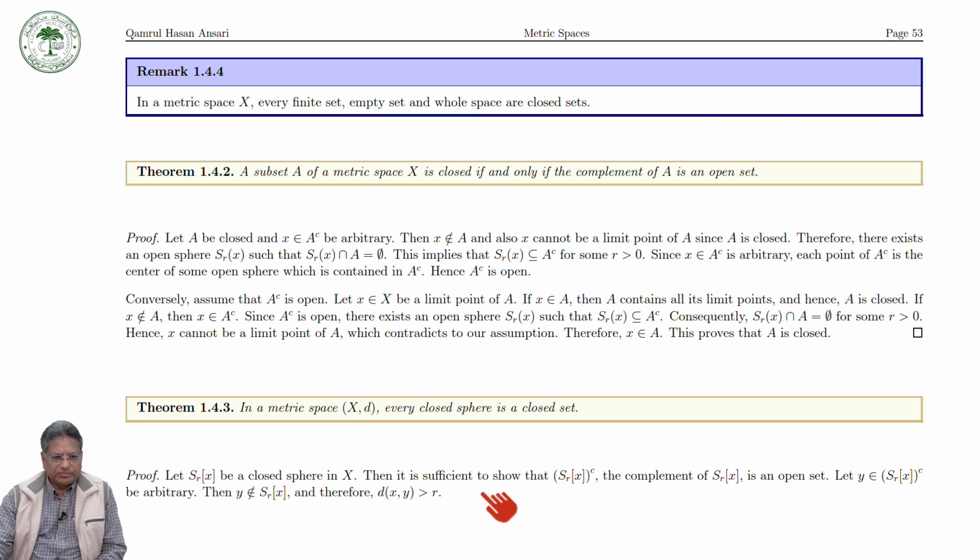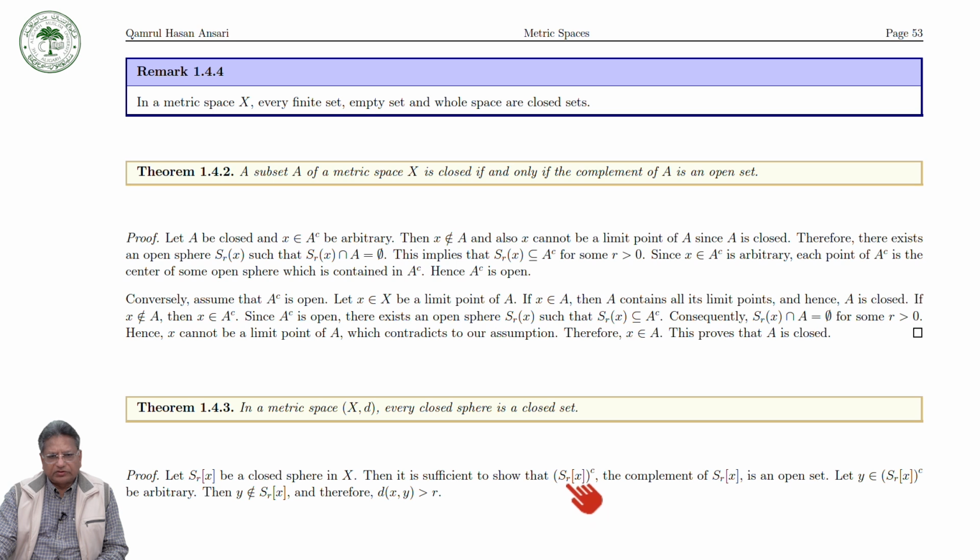So our first theorem is that in a metric space X, every closed sphere is a closed set. Let us take S_r[x] to be a closed sphere in X. As you know, we denote the closed sphere by this notation, and we will have to prove that this closed sphere is a closed set. It means that the complement of this is open. So it is sufficient to show that the complement of this set is open.